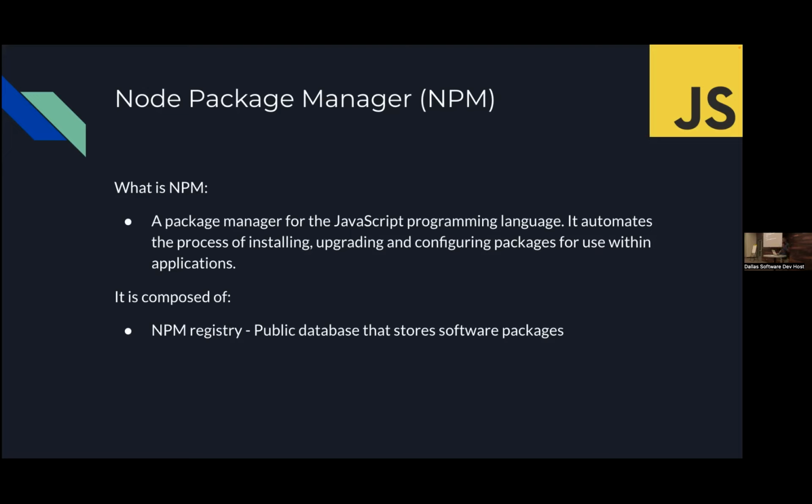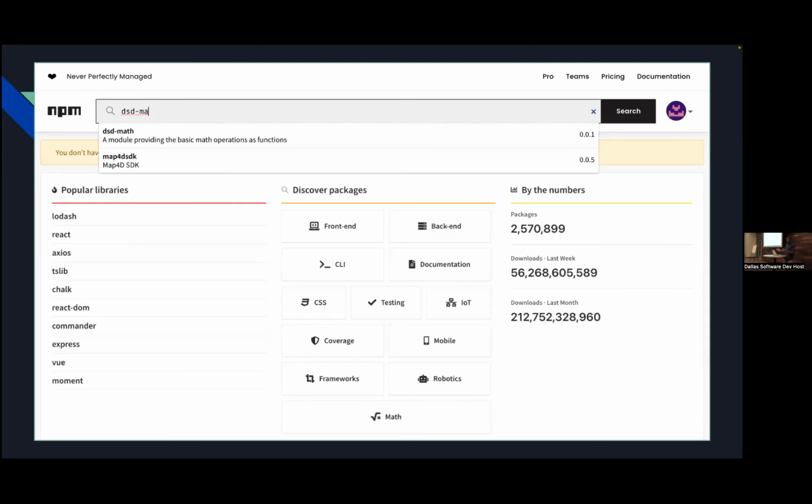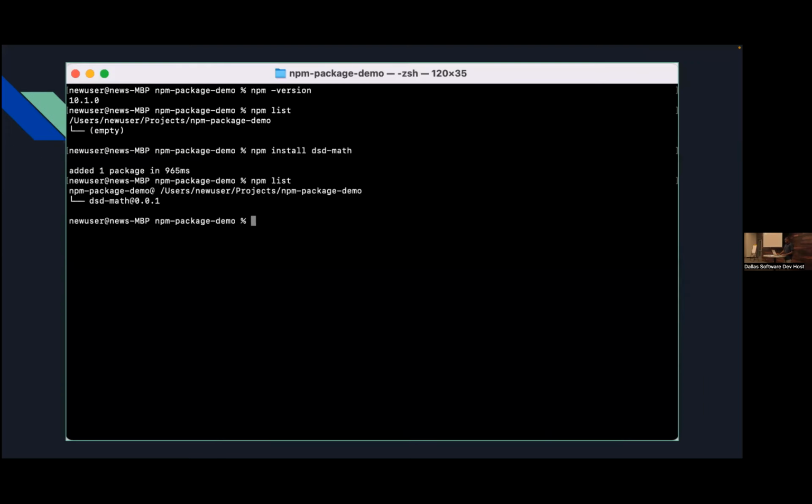It also is composed of an NPM website where you can find documentation, what modules and packages are available for you, and that's at npmjs.org. And finally, it consists of the NPM CLI. So if you ran any commands such as npm install, npm init, and so on, that's what you interacted with. So here's a picture of the website and one of the modules that I created, DSD Math. Here's a picture of the npm CLI where you can see I ran commands like npm version, npm list, and npm install.